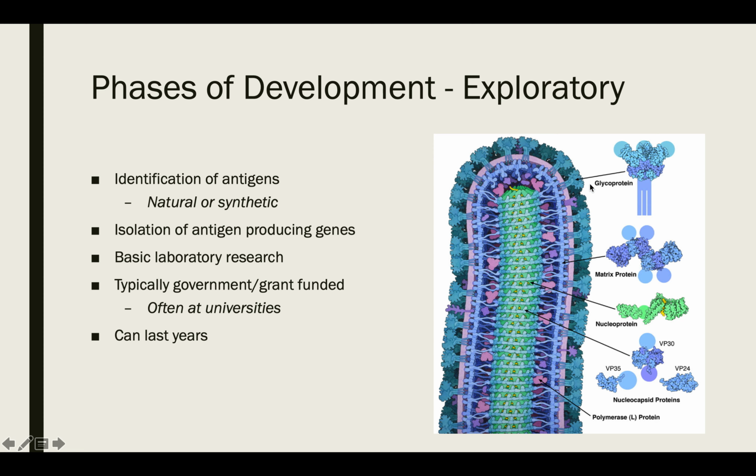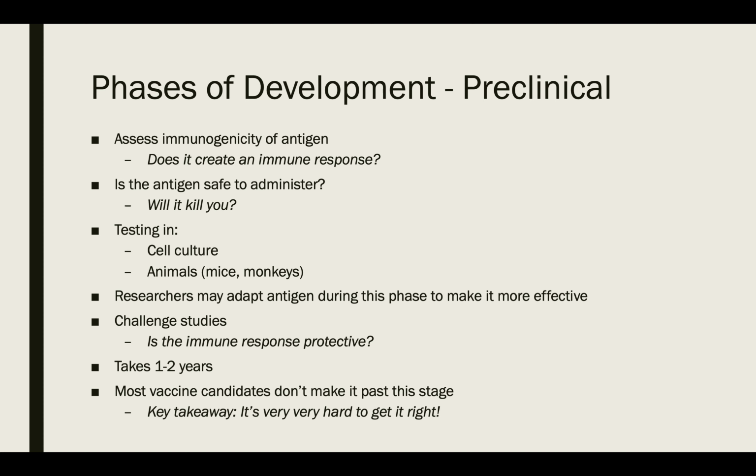It's called GP40. And so the identification of GP40, what is it? And then it's also finding out all the little pieces of GP40 that would be the epitopes that could cause an immune response. And so that leads into the preclinical stage. So this is when researchers assess the immunogenicity of an antigen. So the immunogenicity is the ability to cause an immune response. So does this antigen create an immune response?